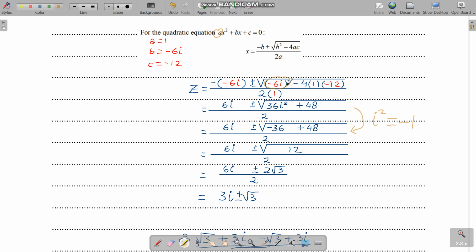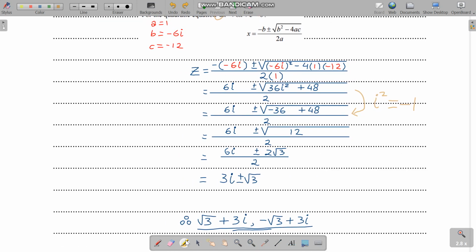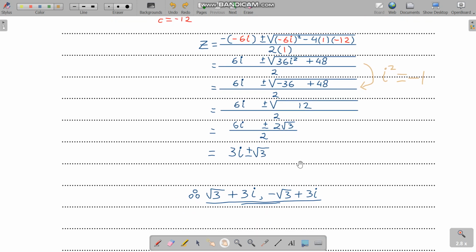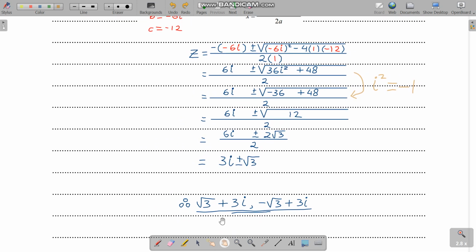6 times 6 is 36, i squared, and here we have plus 48. So i squared is actually minus 1, so we have minus 36. Minus 36 plus 48 is 12, and root 12, if you use your calculator, you're going to get 2 root 3. So now we divide by 2, we get 3i plus minus root 3. So that's the final answer. We have the real part first, so plus root 3 or minus root 3 plus 3i.